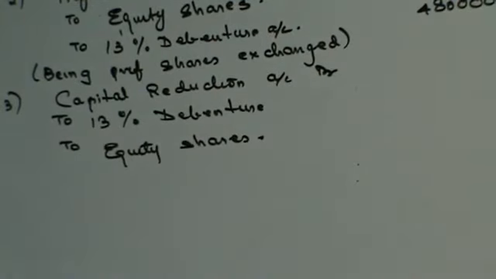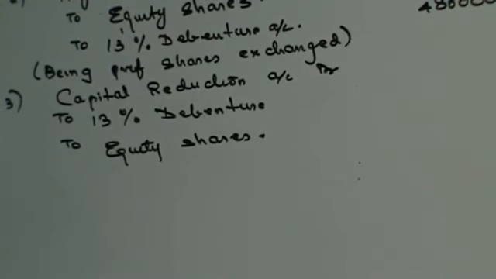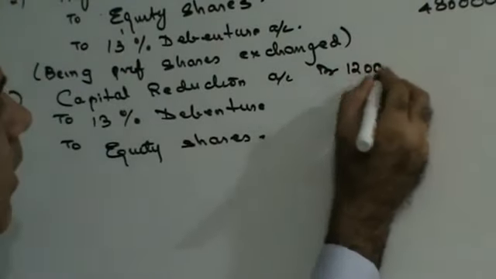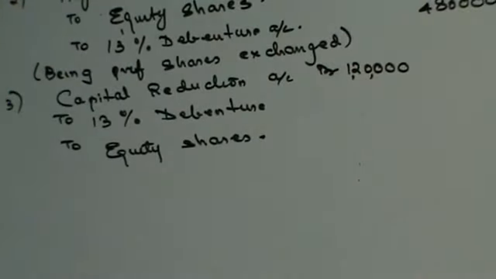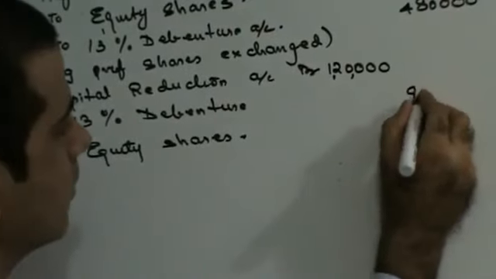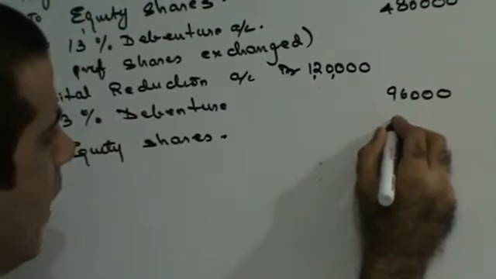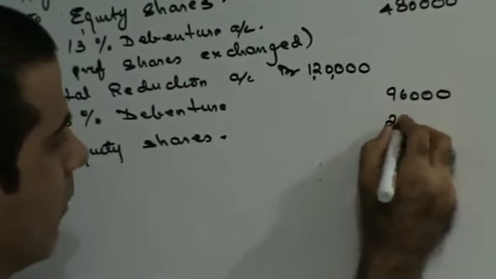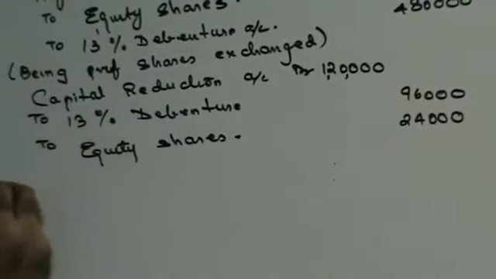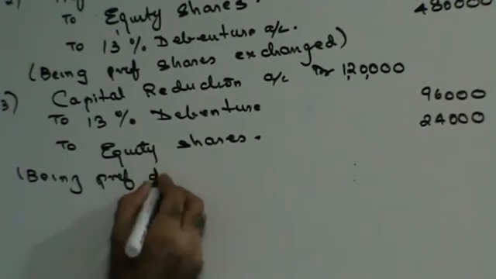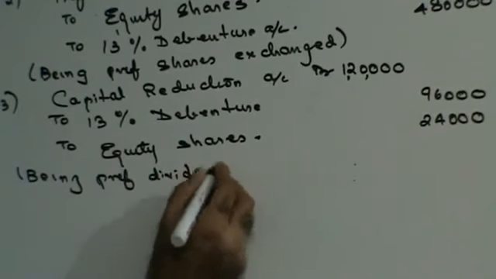Now, preference dividend is 1,20,000. Someone please calculate 80% of this. 80% of this, 96,000. Right? And the balance is 24,000. Being preference dividend paid.